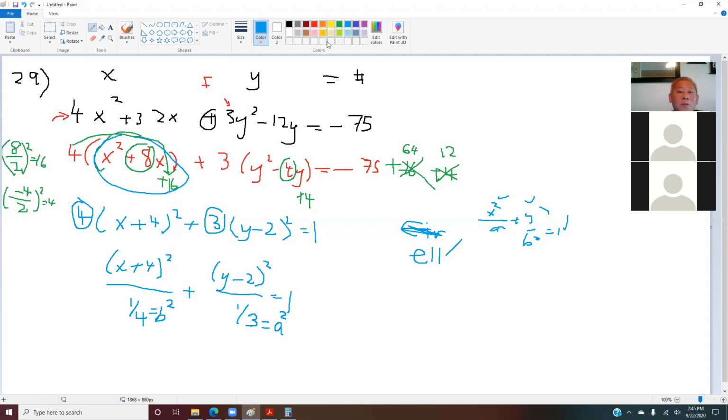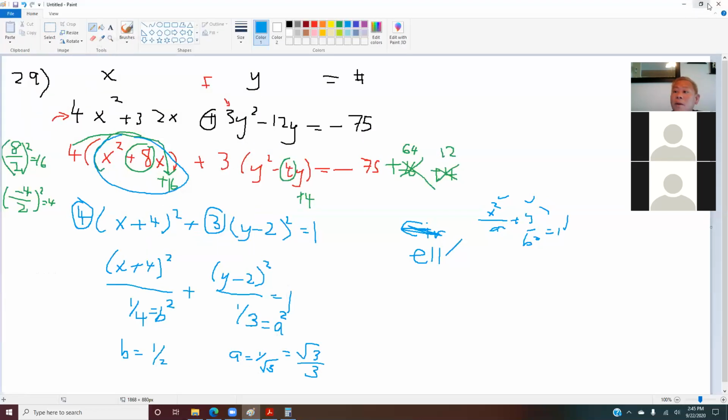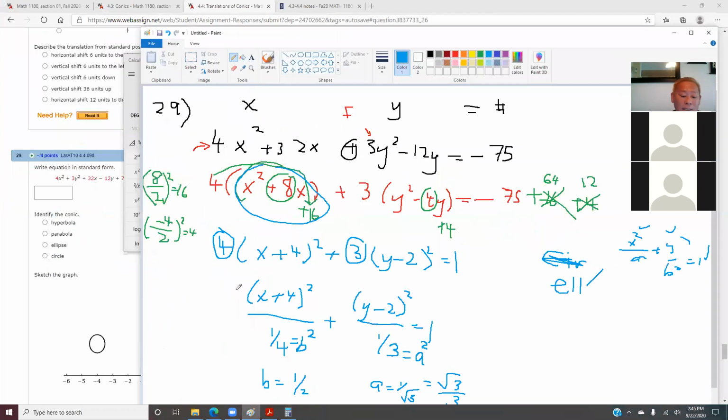So you do need to take the square root. B in this case, the square root is nice, which is 1/2, because the square root of 1 is 1, the square root of 4 is 4... I mean 2. But A is not nice. It's going to be 1/√3, which is going to be √3/3 if you rationalize this. So this is the equation that you have to type in here.